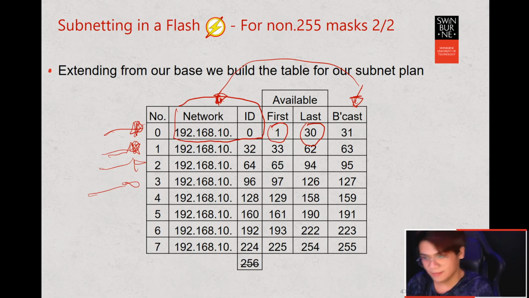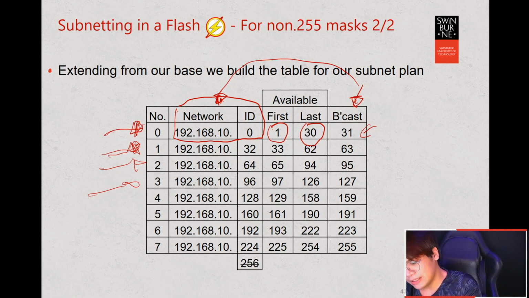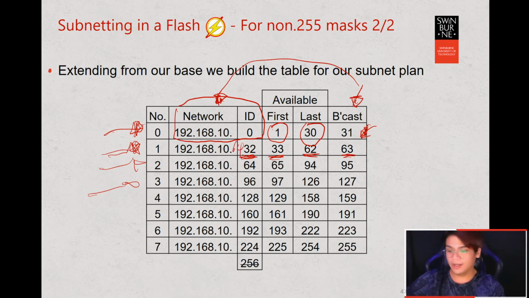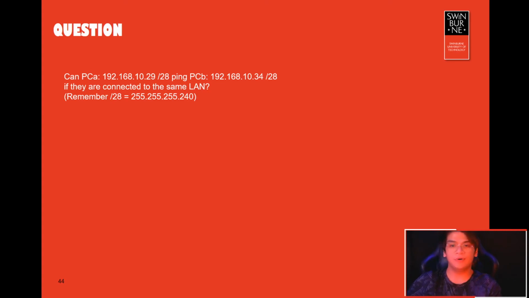The next network, the subnet number 1 over here, remember we count from 0 sometimes. Subnet number 1, 192.168.10.32, right after the broadcast address. This is the network ID for subnet number 1. The first address that can be used is .33, and the last one is .62. And the broadcast address is .63, and so on. More questions over here, you can check it later on.